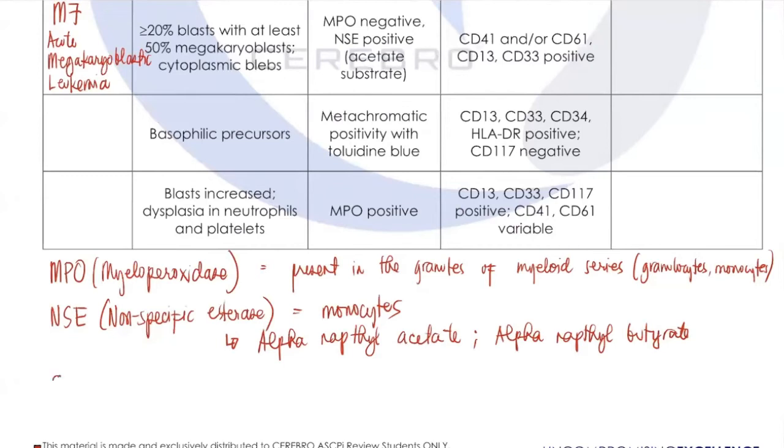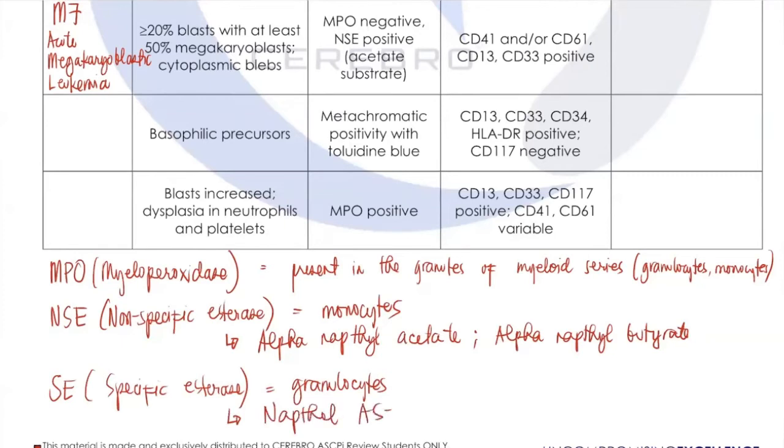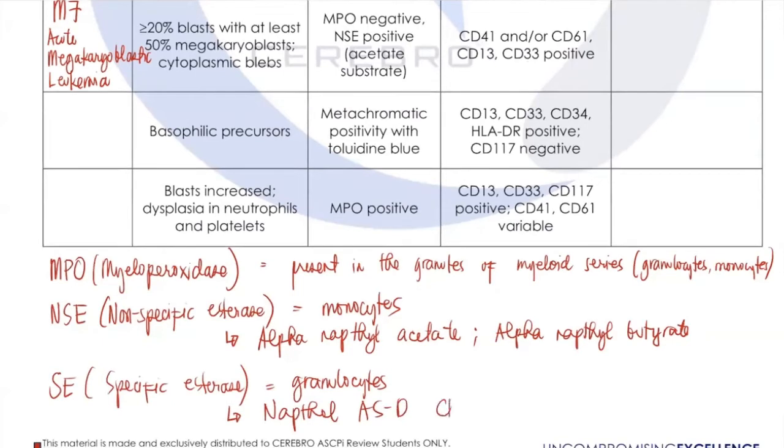And of course, kung merong non-specific esterase, meron din tayong specific esterase, which stains naman yung mga granulocytes lang din. So specific esterase para ito sa mga granulocytes. So yung specific esterase natin is yung naphthol ASD chloroacetate esterase. Okay? So yan po yung mga cytochem na tatandaan natin.